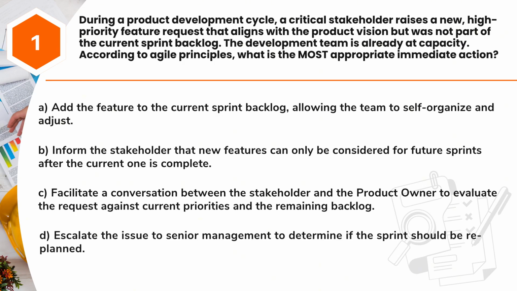A. Add the feature to the current sprint backlog, allowing the team to self-organize and adjust. B. Inform the stakeholder that new features can only be considered for future sprints after the current one is complete. C. Facilitate a conversation between the stakeholder and the product owner to evaluate the request against current priorities and the remaining backlog. D. Escalate the issue to senior management to determine if the sprint should be replanned.